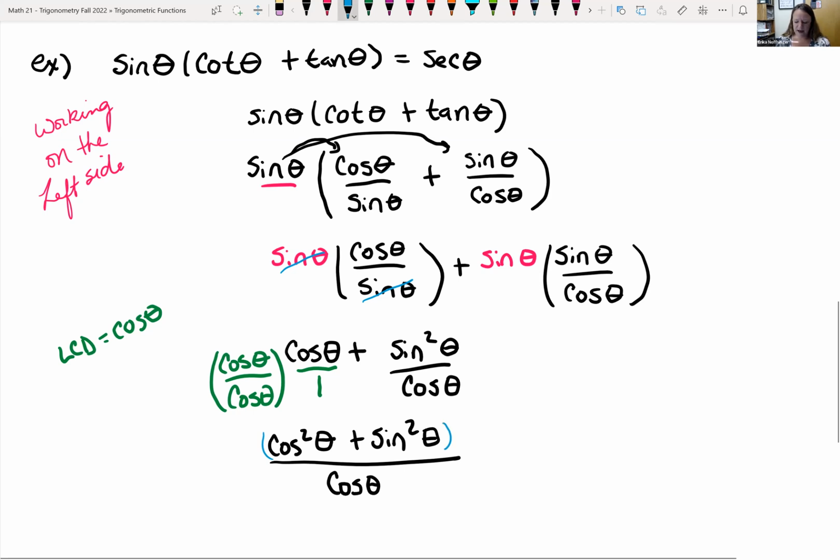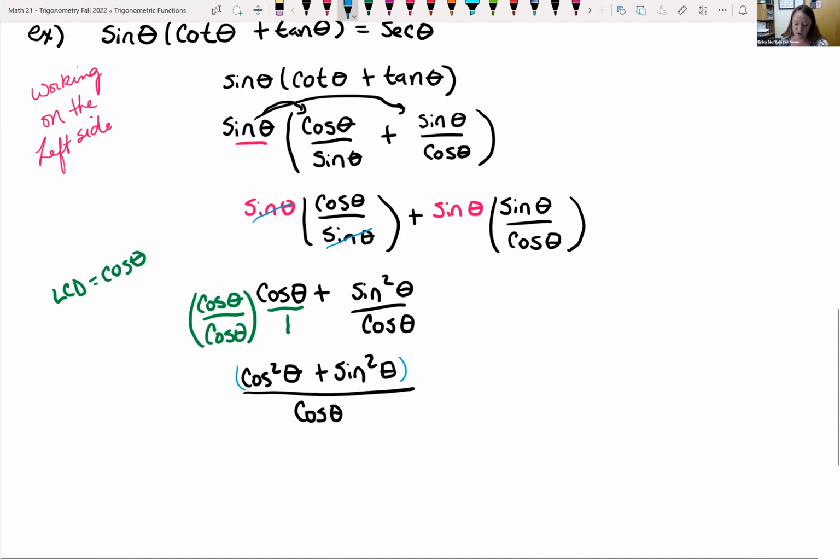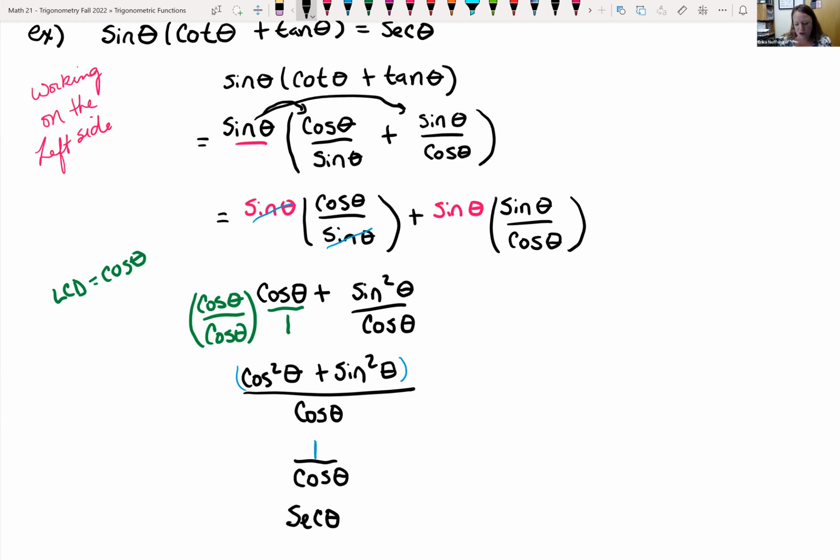I see my Pythagorean identity here. Cosine squared theta plus sine squared theta is just equal to 1. And so rewriting that cosine squared theta plus sine squared theta as 1, we have 1 over cosine theta. Yay, 1 over cosine theta is the same thing as secant theta, which is what I wanted to show.